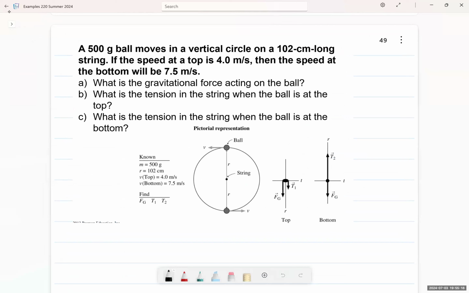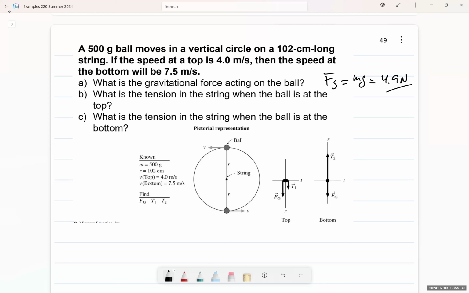That's part A. For part A, we don't need anything to calculate this because this is just mg. So take 500 grams times 9.8. Basically, it's half of 9.8, so it's 4.9 newtons. This is just simple enough. You don't need anything for that.